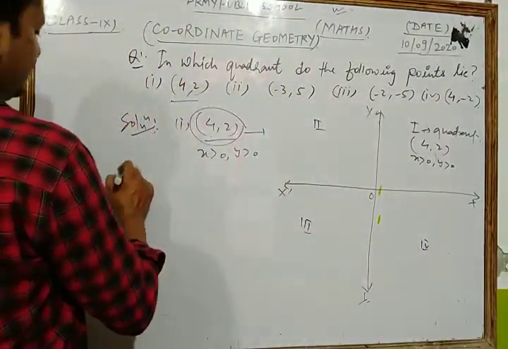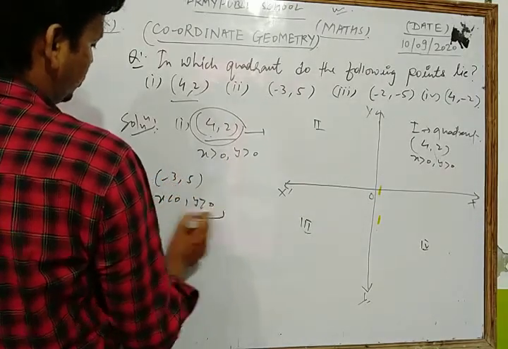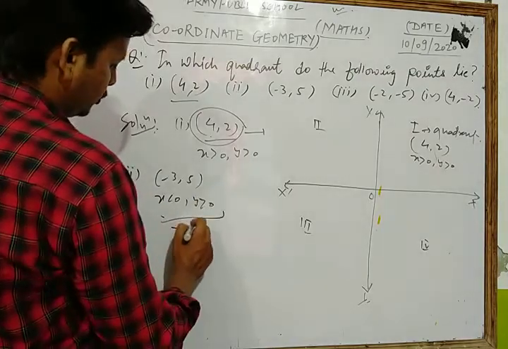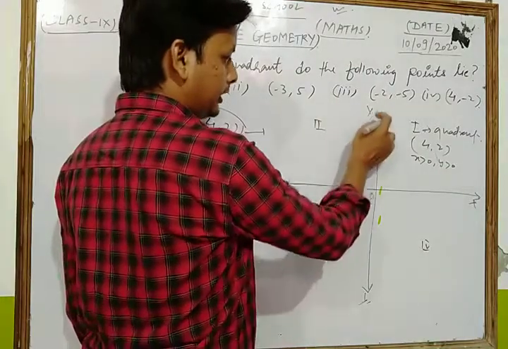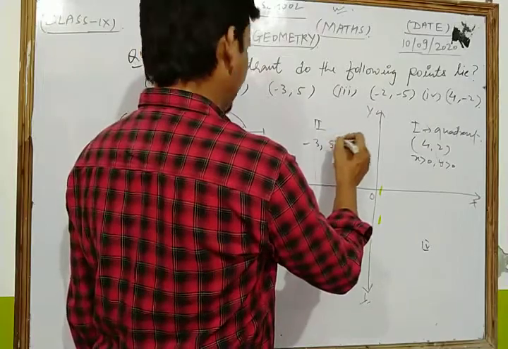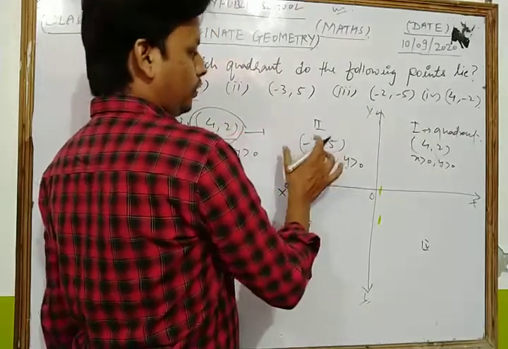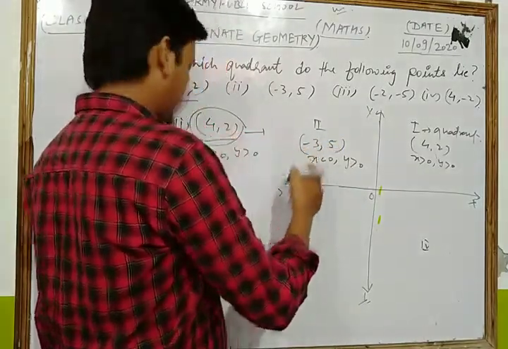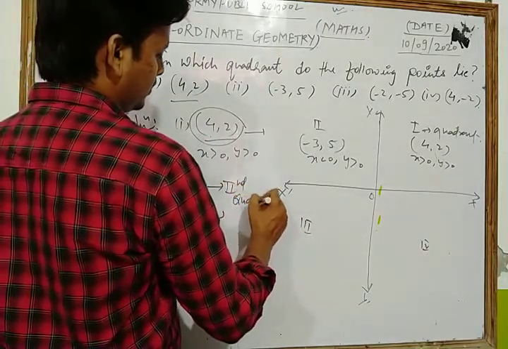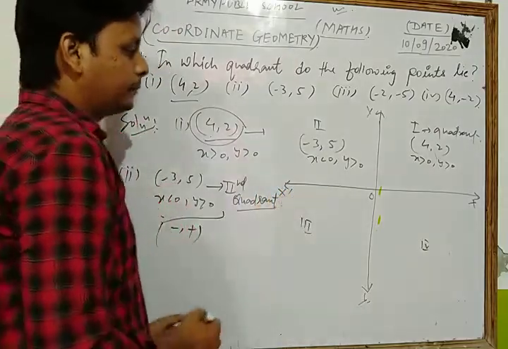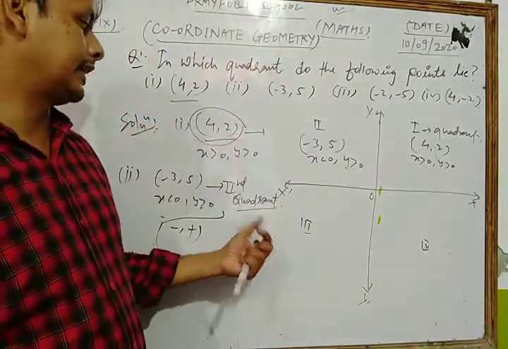What is this? Let's see. The second point is -3, 5. x is less than 0 but y is greater than 0. Dear students, the abscissa is negative but y is positive. We know that in the second quadrant the abscissa is negative but the ordinate is positive. So for -3 and 5, x is less than 0 but y is greater than 0. So the point -3, 5 lies in which quadrant? Second quadrant. Okay, so in this way we can say that the point -3, 5 lies in the second quadrant.